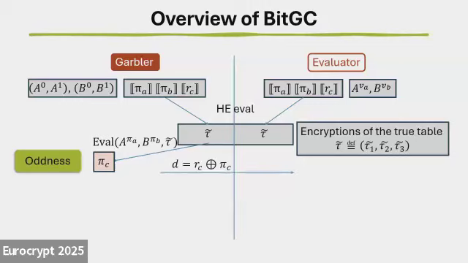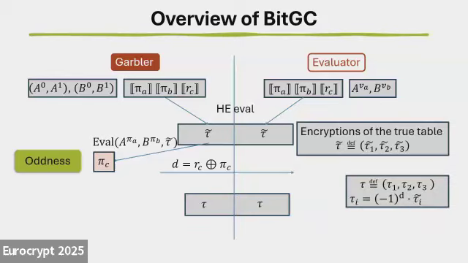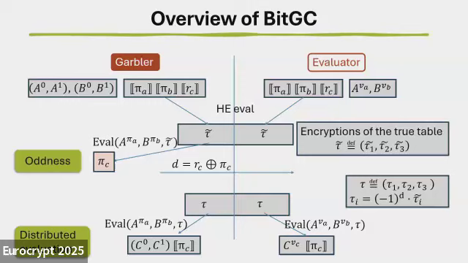Then it sends this difference bit, which is the permutation bit further XORed with this random bit RC. Using this difference bit, they further negate the ciphertext of the truth table. Then both parties can just invoke the evaluation function so that the garbler will get the 2 labels for the output wire, but the evaluator only gets the 1 label corresponding to the output bit. And they both get the ciphertext for the permutation bit, pi c.